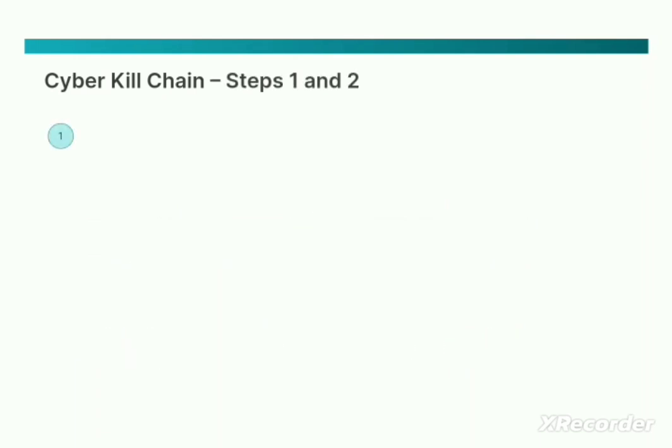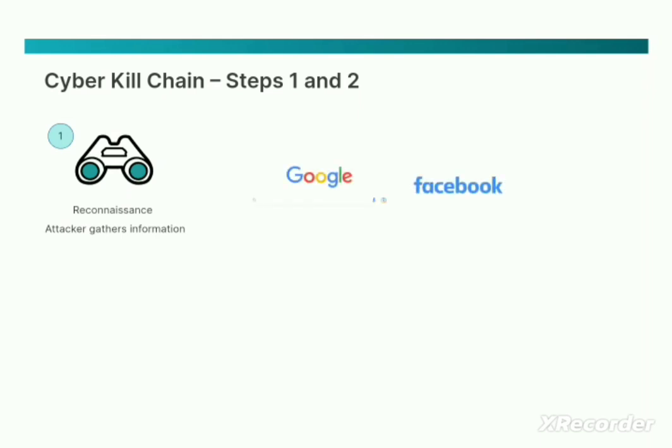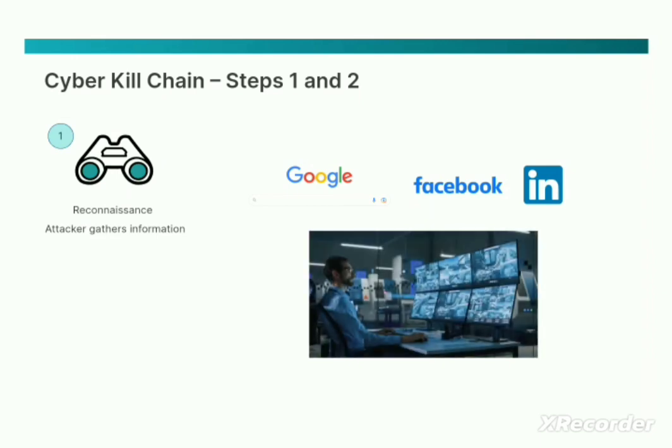The first step in the cyber kill chain is reconnaissance, in which the attacker gathers information about the target and its vulnerabilities. This may involve using tools such as search engines, social media, and other open sources to gather intelligence about the target organization and its systems.